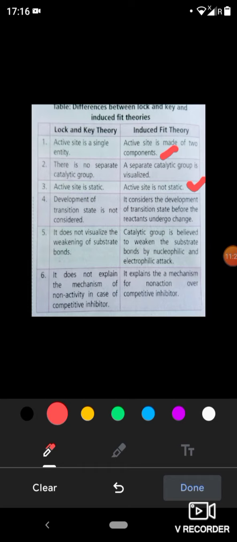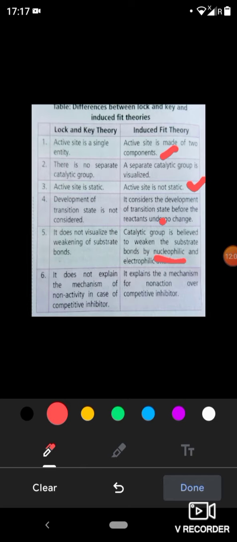The fourth point is the development of a transition state is not considered in lock and key, but in induced fit it considers the development of the transition state before the reactants undergo change. The fifth point is that lock and key does not visualize the weakening of the substrate bonds. In the induced fit, the catalytic group is believed to weaken the substrate bonds by nucleophilic and electrophilic substitution. And the last point is that lock and key doesn't explain the mechanism of non-action of a competitive inhibitor, and induced fit explains the mechanism of the non-action of a competitive inhibitor.